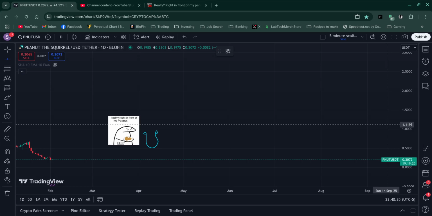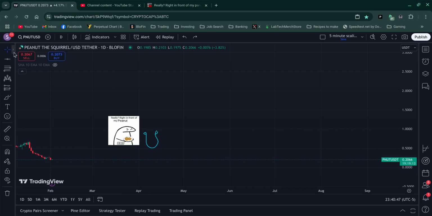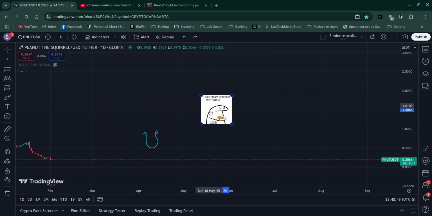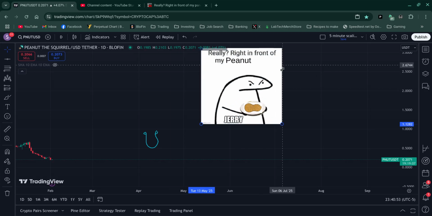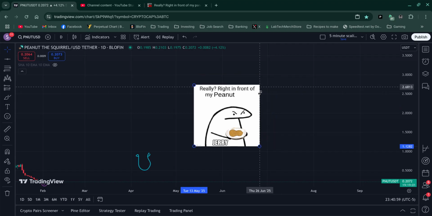So, for our example, we're going to say that we have a guy, let's say his name is Jerry. This is Jerry. And Jerry likes peanuts. Likes peanuts a lot, right? So Jerry wants to become a peanut trader, right?